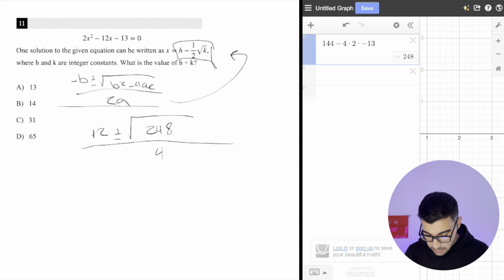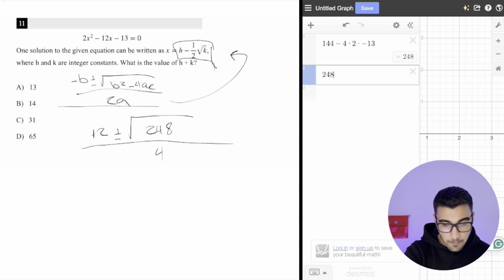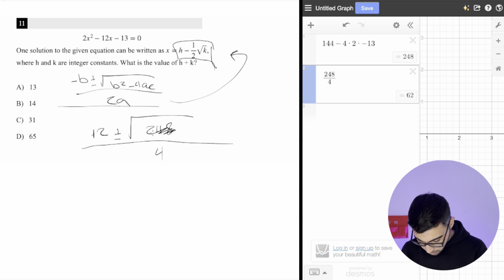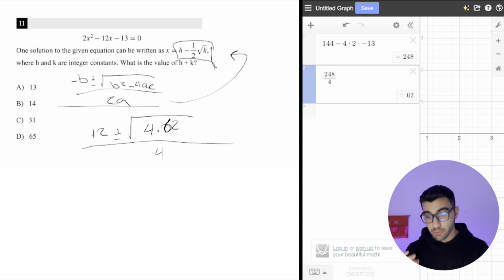Okay, I'm going to repeat again. 248, let's divide 248 by 4. Okay, you see it's divisible, 62. So 248 is 4 times 62. We can write that as 4 times 62. Now what you can do is take the square root of 4. Square root of 4 is going to be 2.